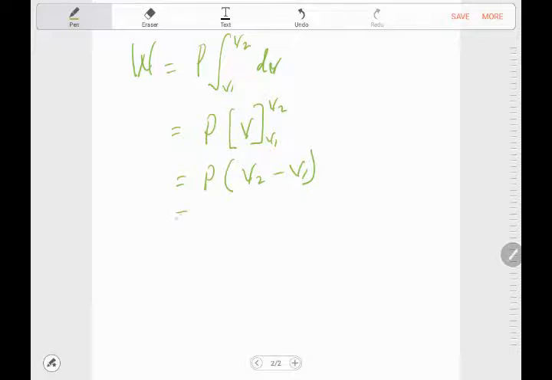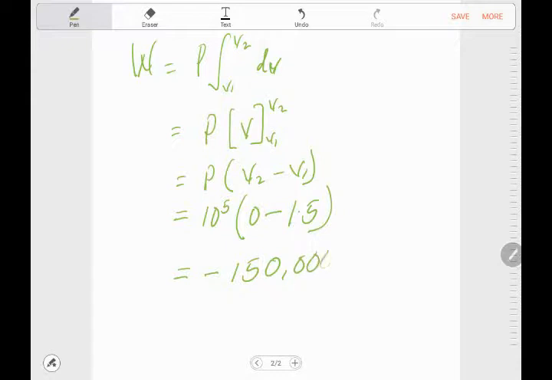So if we substitute for the values that we have, P is 10 raised to power 5, and we have V2 to be 0 minus V1 is 1.5. So what do we do here? We're going to have minus 150, and this will be joule. It's a very big value, so we can make it as 150 kilojoule. This is our final answer.